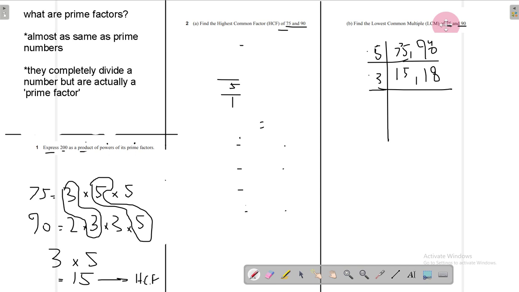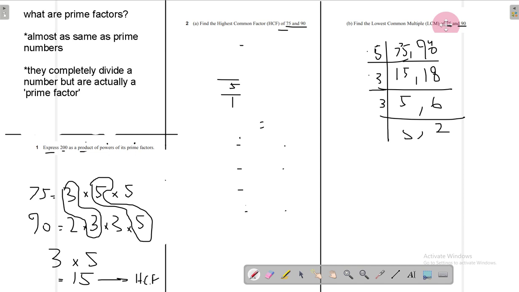It is actually based on your own choice, and so we're just going to divide 15 by 3. So it's going to be 3 into 5, which is 15. 3 into 6, and this 10 division.